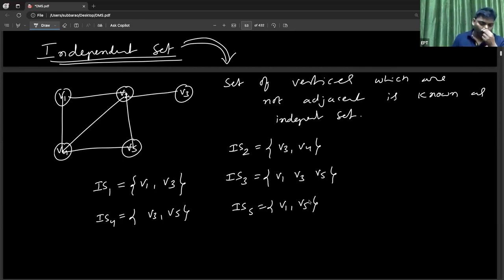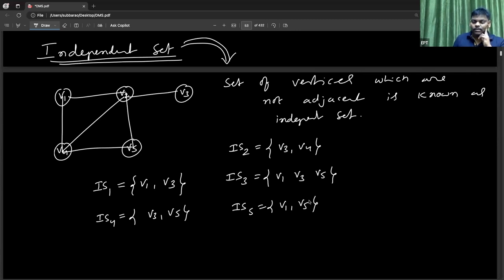Okay, fine. Now come to the next one. Everyone listen. In independent set 1, can I add one more vertex and still have an independent set? Can I add one more without violating the independent set property?